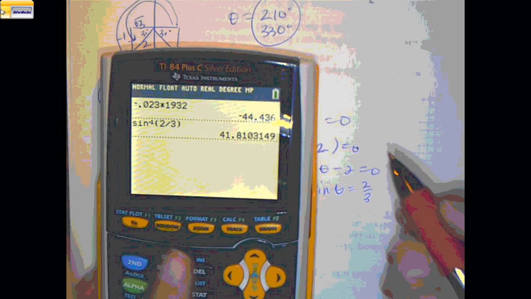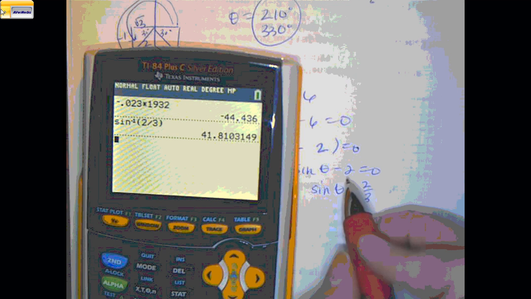2/3. Inverse sine of 2/3. Oh, I forgot to check my mode. We're in degrees, right? Is that what we're supposed to do? It says to give the answer in degrees? Yes? Yeah. Okay. So, inverse sine of 2/3. And we have 41.81 degrees.